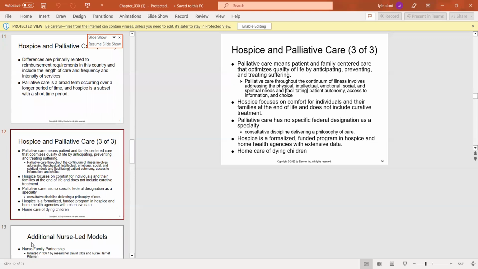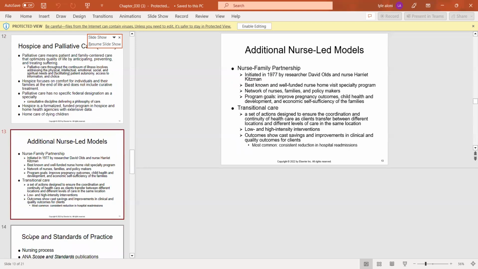Palliative care means patient and family-centered care, optimizing quality of life, and preventing suffering. Hospice focuses on comfort for individuals and their families. Hospice is a formalized, funded program with a lot of data behind it.